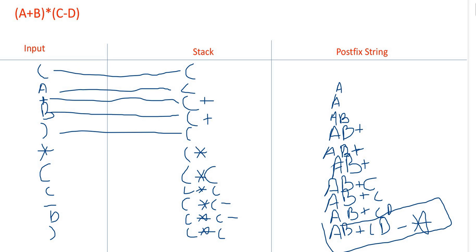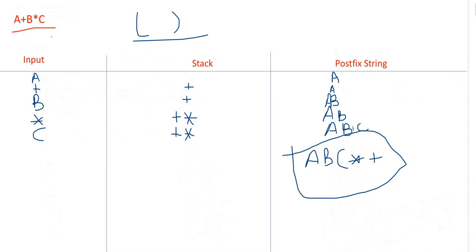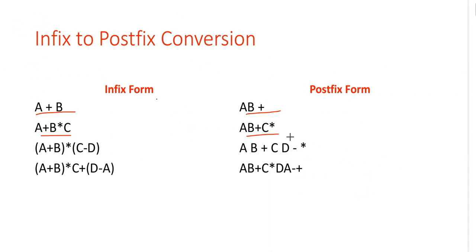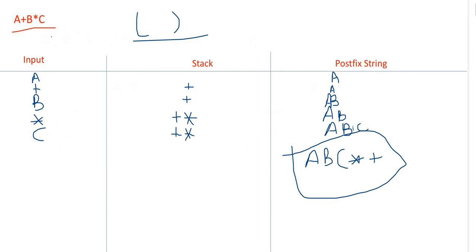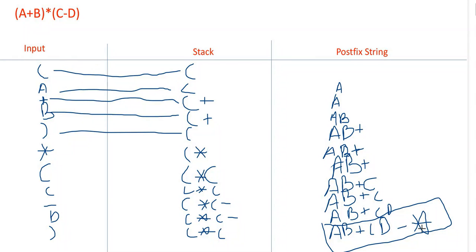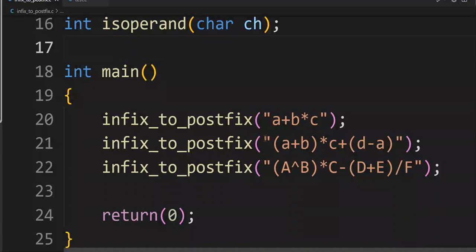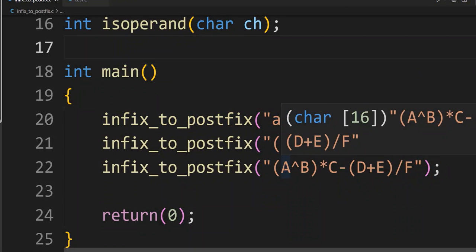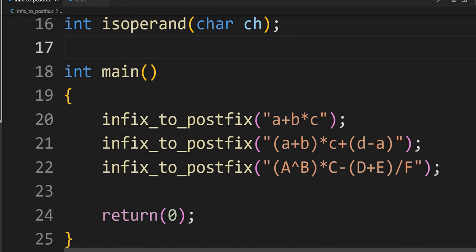This will be our equivalent postfix string. Okay, here you can see this is ab plus cd minus star. That is how we convert infix to postfix expressions. Hope you understand the concept of conversion from infix to postfix expression.